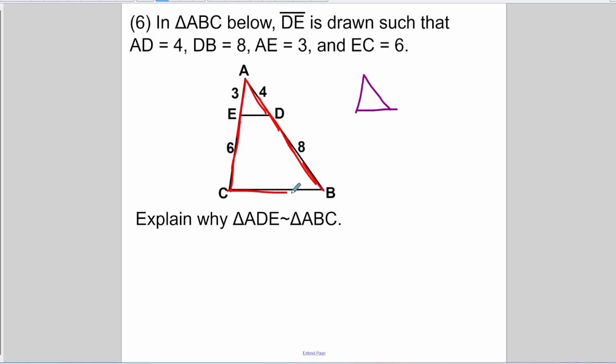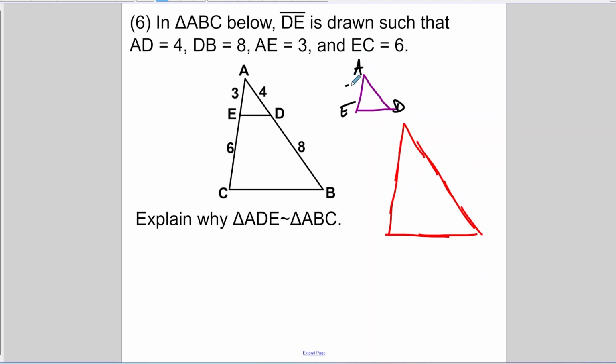So here is the big triangle in red. And what we're going to do here is see first if the corresponding sides are in proportion. So let's see, we have triangle AED, and in this triangle the sides are 3 and 4. And then we have triangle ABC over here. To find the total length here, we're just going to add 4 plus 8, which is 12. And we have 3 plus 6, which is 9.